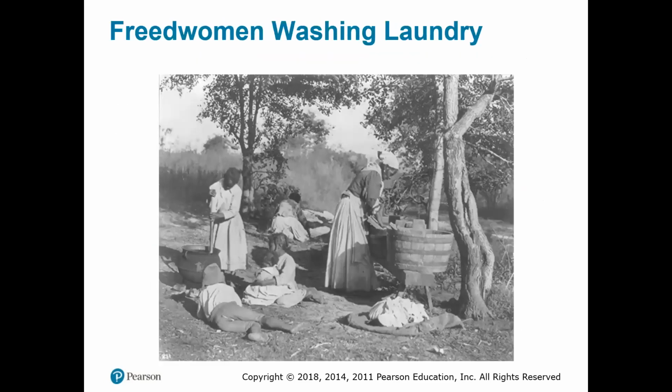All right, freed washerwomen. This is cool because they ended up basically forming a union and protesting. They had a strike in Mississippi, and were able to earn a consistent wage for each load.